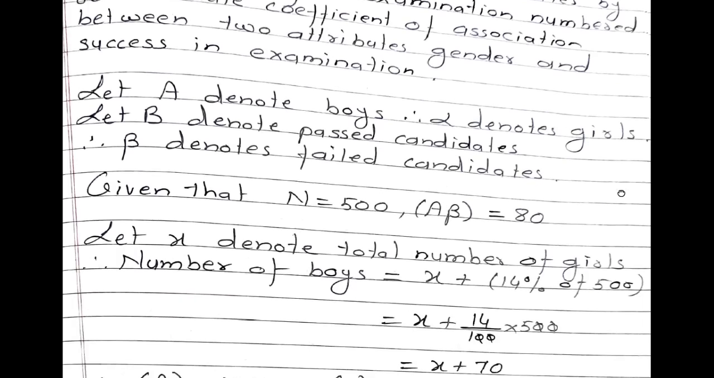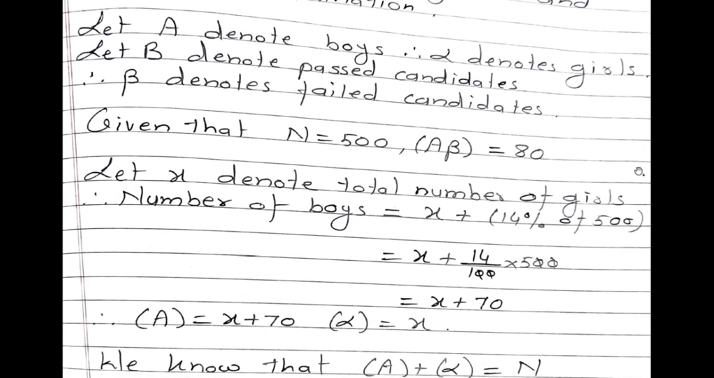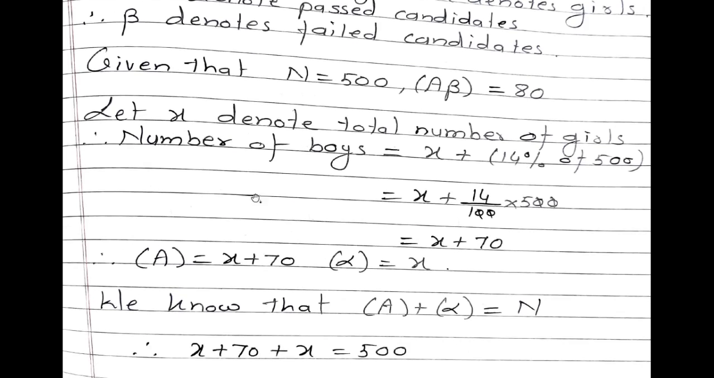So these two values are given and some relation between the frequencies are given. What relation is given? Boys outnumbered girls by 14%. So first of all we will assume that X denote total number of girls. Now to find number of boys is equal to X plus 14% of 500. So we will calculate 14% of 500, that is equal to X plus 14 upon 100 into 500. So 0 0 gets cancelled with 0 0. 14 5s are 70. So number of boys is nothing but X plus 70.